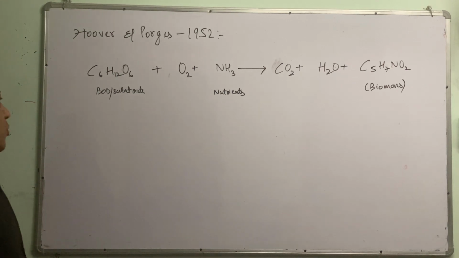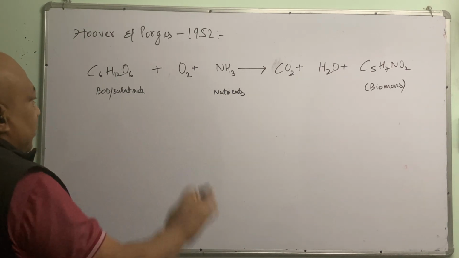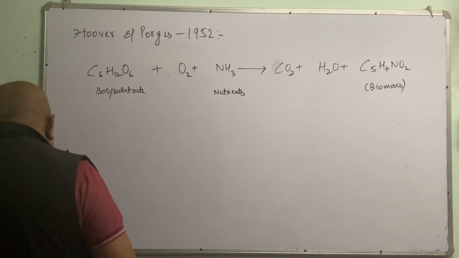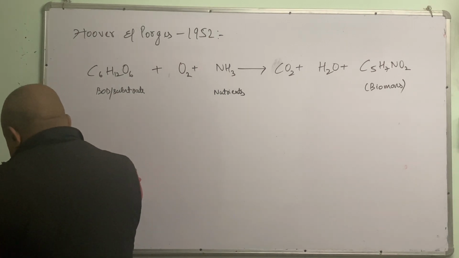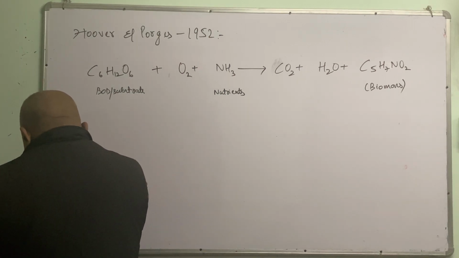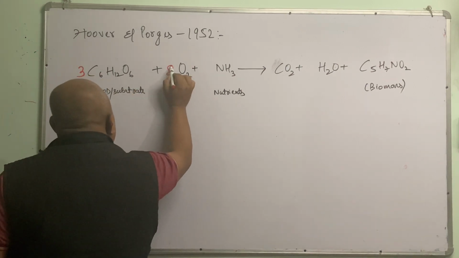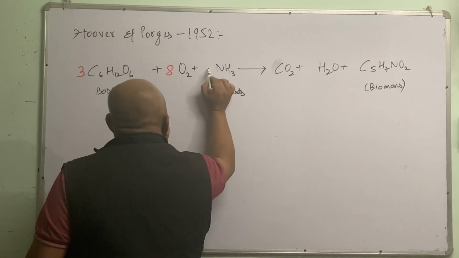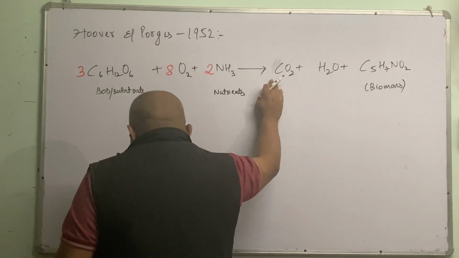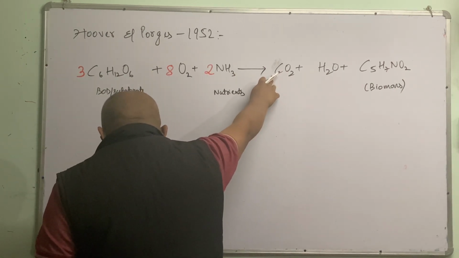Now we have to chemically balance this equation. So for easy chemical balance, what they said is this is 3, this is 8, this is 2. So this carbon will be there.